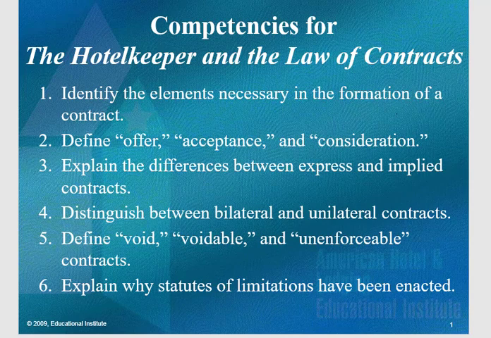We're going to talk about some of those elements, including offer, acceptance, and consideration. We're going to explain the difference between an express and an implied contract. We're going to distinguish between bilateral and unilateral contracts. We're going to look at void, voidable, and unenforceable contracts, and then we're going to talk a little bit about statutes of limitations with regards to contracts.